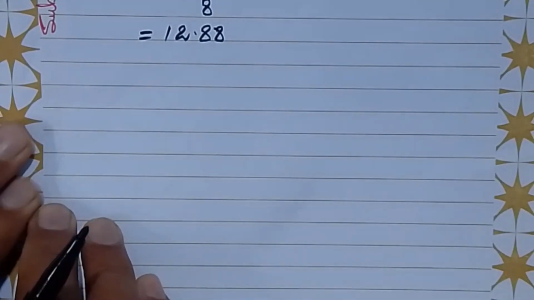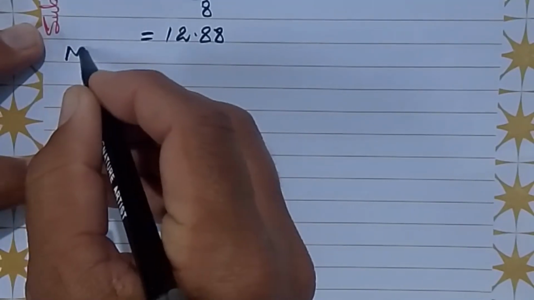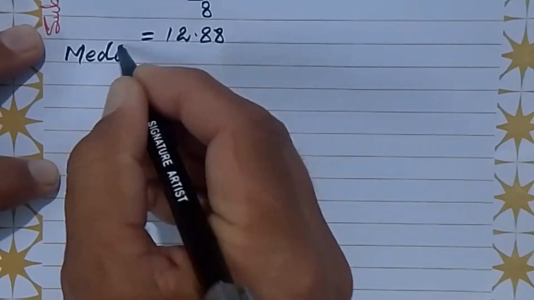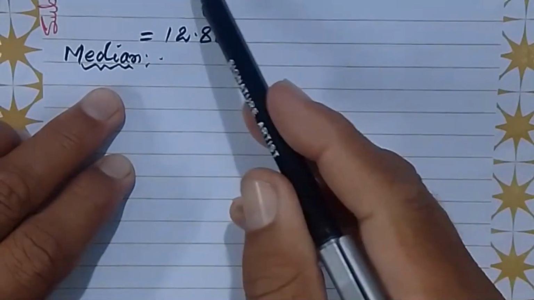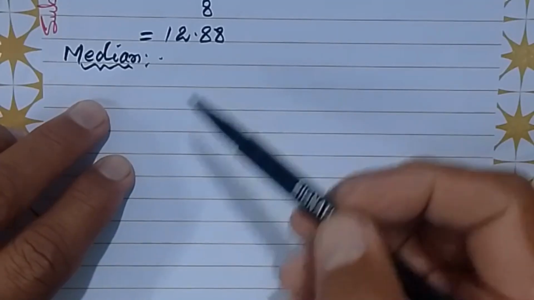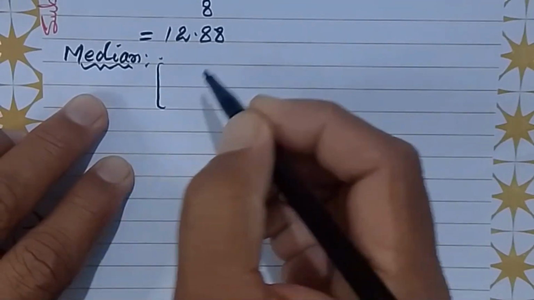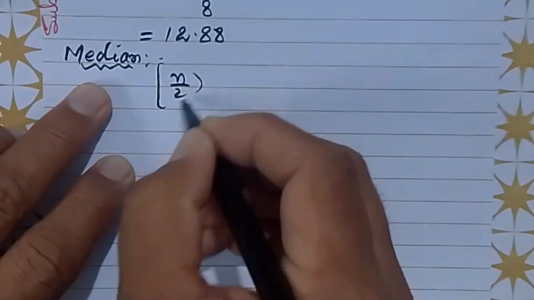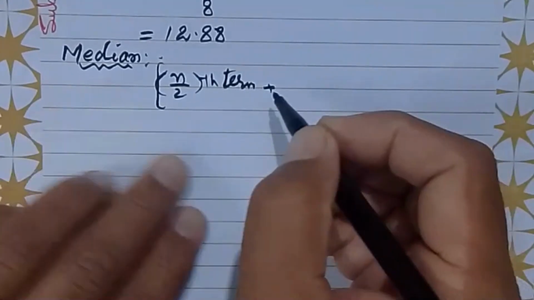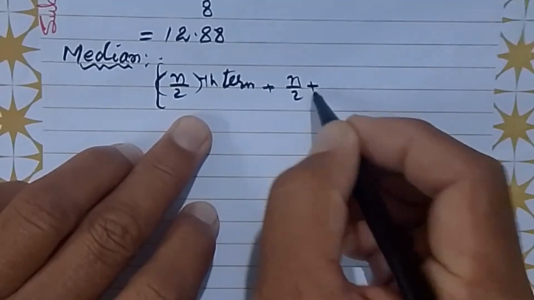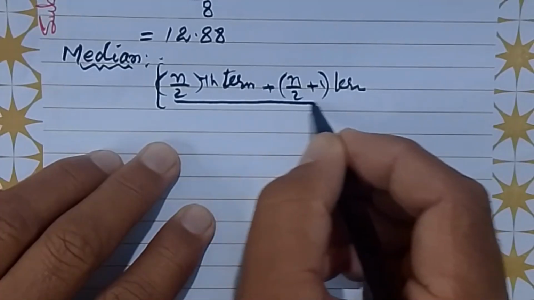Now in the second step we find the median. Here the number of terms is 8, and 8 is even, therefore we use the formula for even terms: the median is equal to the n by 2th term plus the n by 2 plus 1 term, over 2.